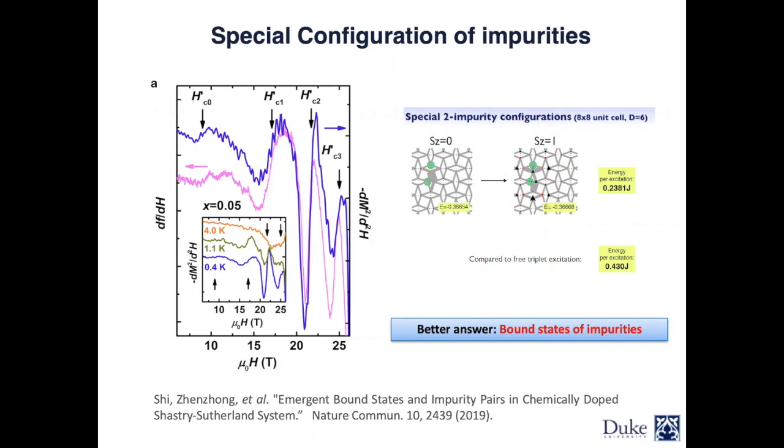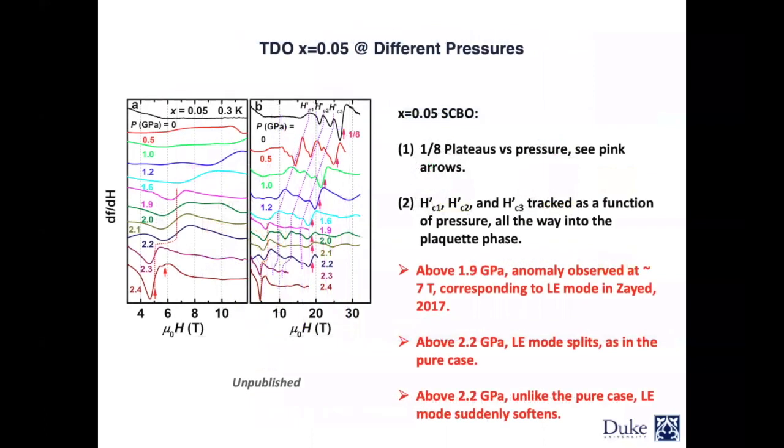If we now think about these three states and start to look at them, here again it's shown as HC1, HC2, and HC3. We start to look at them as a function of temperature. Sorry, this is as a function of pressure. What we see here is that these in-gap states start to also do more or less the same type of behavior as we saw for the pure system.